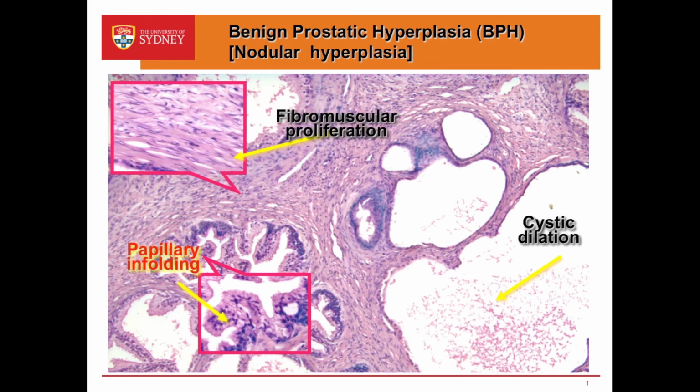We also typically see fibromuscular proliferation, where the muscular stroma, which is the layers of muscle cells between gland-like structures, also starts to proliferate. So there is an increase in size of the overall organ, that is the prostate, due to a combination of cystic dilation, papillary infolds, which lead to incomplete production of secretory material into the gland-like structures, as well as fibromuscular proliferation.